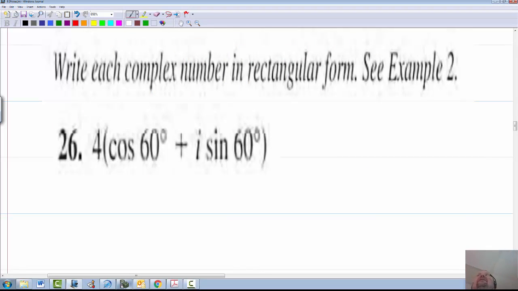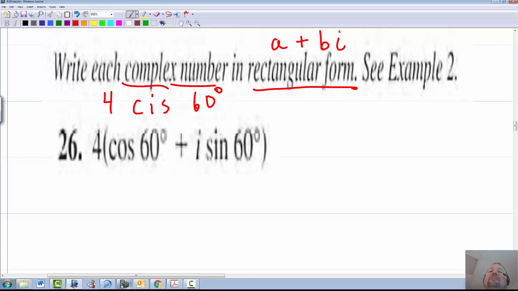So I have a student. I told them to think about their 60s, 45s, 30s, and 90s and all that to be able to actually do this. So the way this could be written in the book as a question is 4 cis 60. I know that was brand new to you. And all you got to be able to understand is cis 60 means this: 4 times the cosine of 60 plus i sine of 60. All right? And then notice what it says. Write each complex number in rectangular form. Rectangular form is a plus bi form, the only form you've known up till today. Got it?